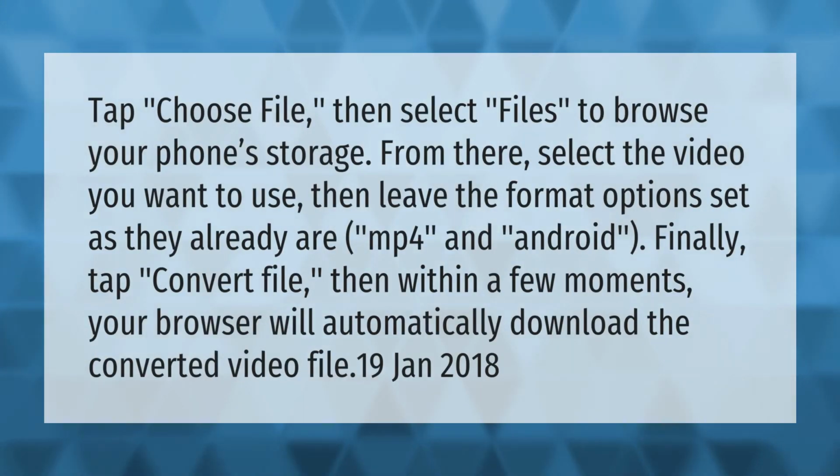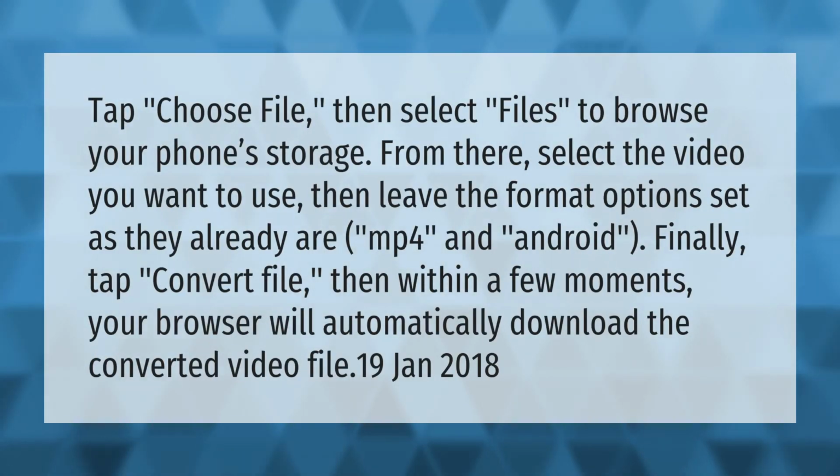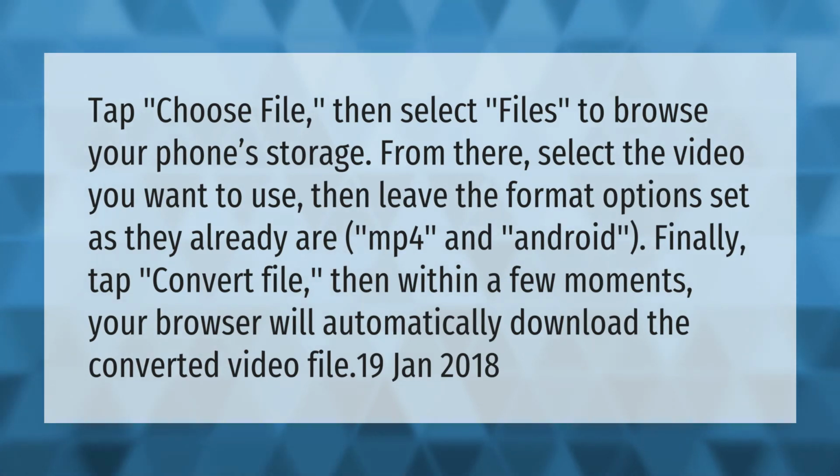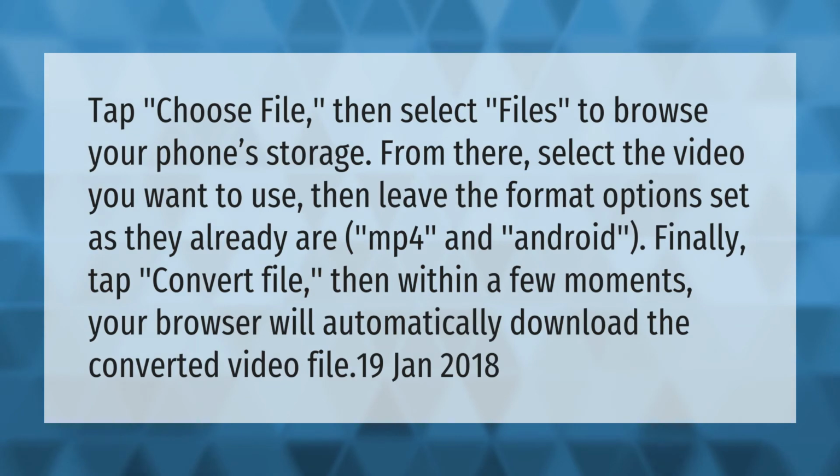Tap Choose File, then select Files to browse your phone's storage. From there, select the video you want to use, then leave the format options set as they already are, MP4, and Android. Finally, tap Convert File. Then within a few moments, your browser will automatically download the converted video file.